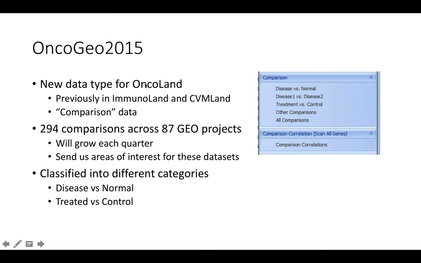It's also going to include a new data type for OncoLand called comparison data. So this was previously in ImmunoLand and CVMLand, but it was requested by a number of our users to put into OncoLand as well. I'll explain what a comparison is in a minute, but in this update we have almost 300 comparisons across 87 different GEO projects, and this is going to grow each quarter.